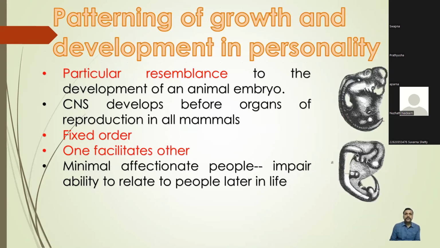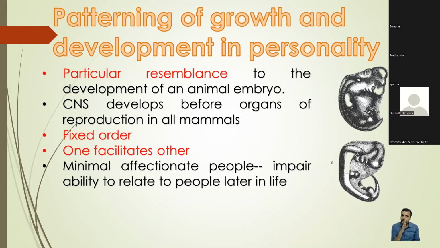So there is a particular resemblance. See, there is a resemblance between the embryo of a man and the embryo of a dog. There is some resemblance between organs, and in mammals there is one particular order wherein the central nervous system develops before other organs, and there is some fixed order. Only after this development will some other development happen.